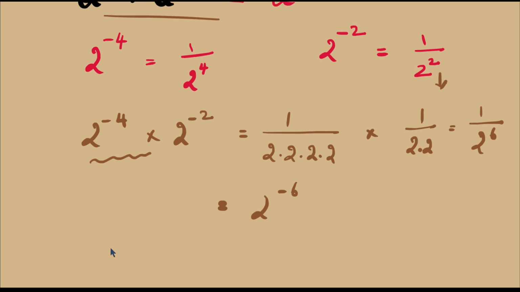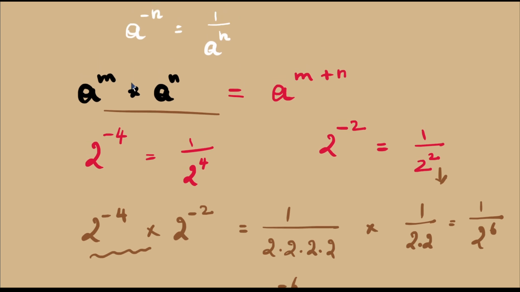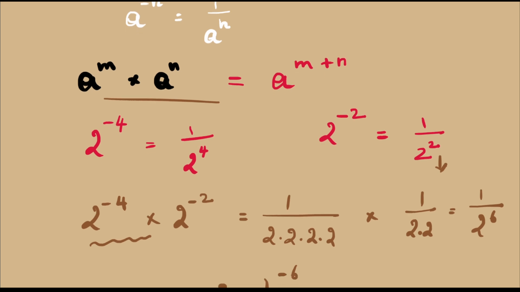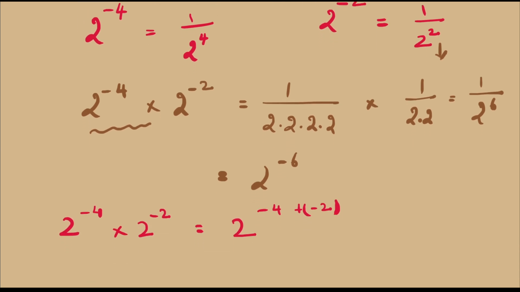Now let me do the same problem using the law of exponents and see whether it gives us the same result. So 2 raised to the power minus 4 into 2 raised to the power minus 2 should be equal to 2 raised to the power minus 4 plus minus 2, if I apply the law. Because what was the law? A raised to the power m into a raised to the power n is equal to a raised to m plus n. When the bases are the same and you are multiplying, we add the exponents.